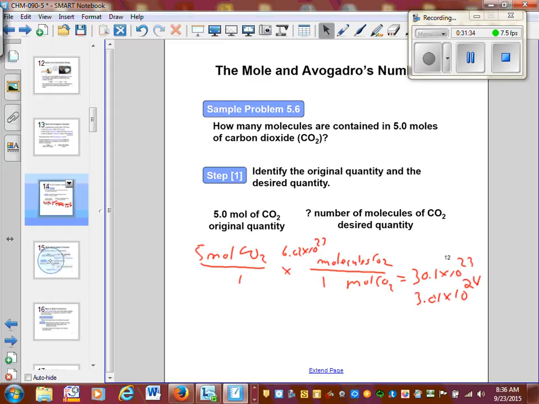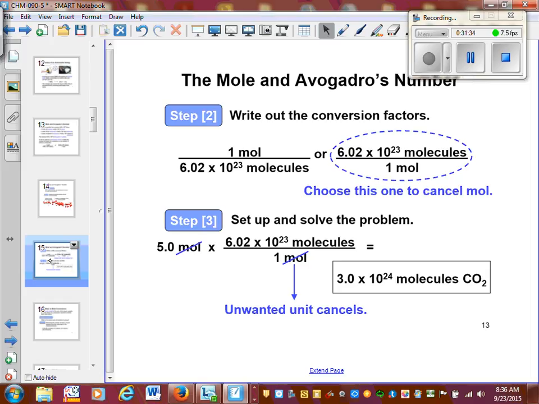Okay? So you should be able to go from moles to, we're going to call them particles. They could be either atoms or molecules, and go back.